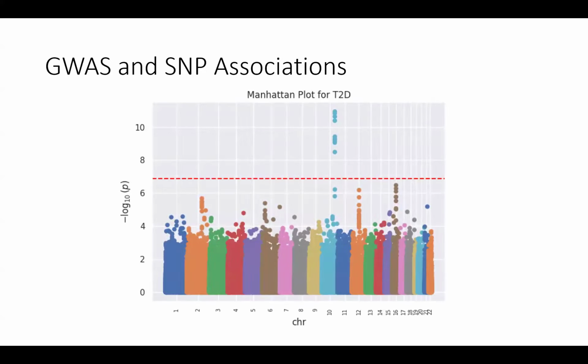We test the significance of the slope coefficients from these models for millions of SNPs across the genome. The negative log 10 of these p-values is often visualized in what's called a Manhattan plot, which I'm showing here. And spikes in these plots represent regions of the genome where we see an association with our trait of interest. This identifies candidate SNPs as variants warranting further examination.